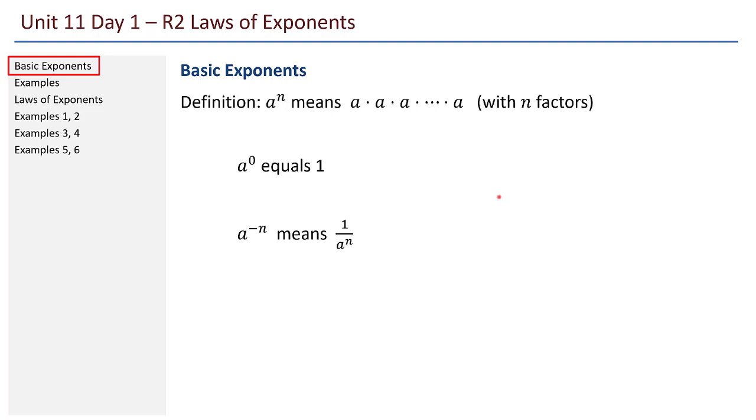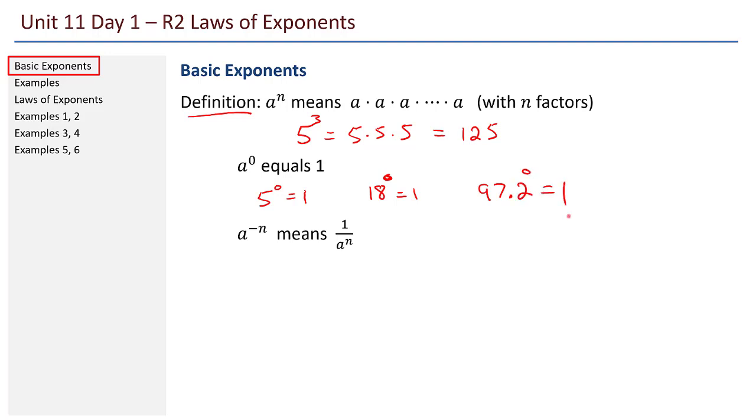These are the basics. The definition of a to the n just means multiply a times itself n times. So 5 cubed, for example, equals 5 times 5 times 5, which is 125. Now, it turns out that any number raised to the 0 power equals 1. So, for example, 5 to the 0 equals 1, or 18 to the 0 equals 1, or 97.2 raised to the 0 equals 1. The only exception to this is a can't equal 0.